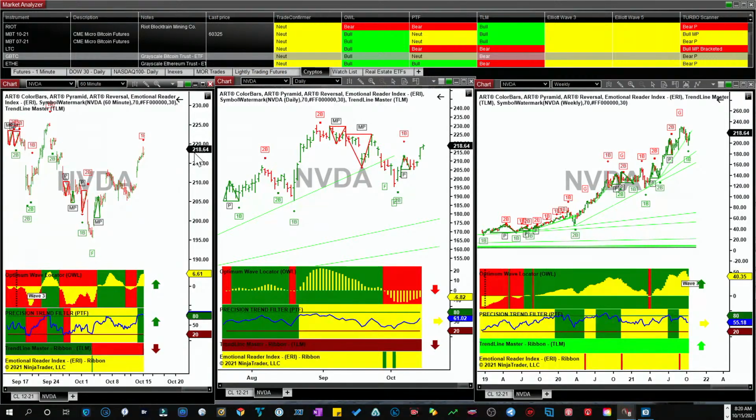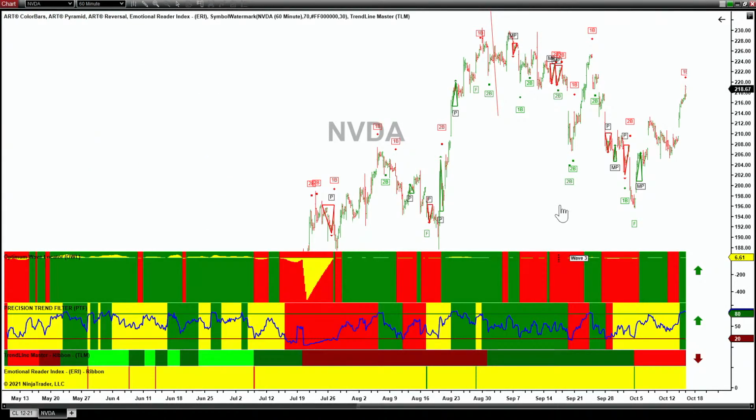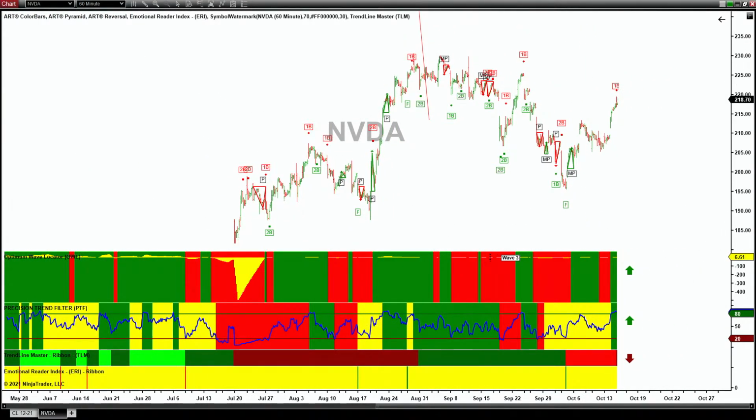Since you're short term, I'm going to focus in on the 60-minute chart. And that's a very bullish chart. We have a bullish PTF, and we also have a bullish owl sitting right there as well, and a bullish pyramid. So it's been bullish for quite some time. Hopefully you've been in this for a while. But it's going higher.